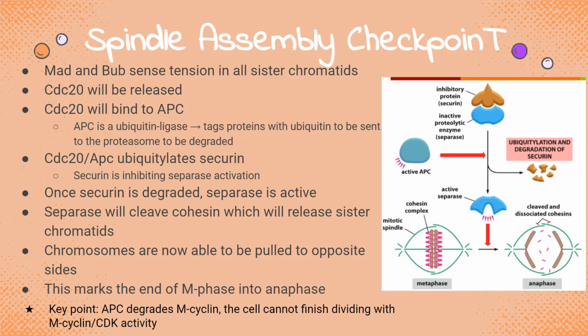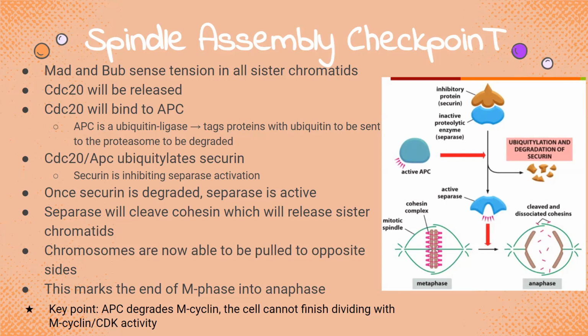Exactly, yeah. So this is going to be the beginning of actually allowing our sister chromatids to separate. We're going to degrade our cohesin rings that hold our sister chromatids together, and we are now able to start pulling from the spindle poles. And this happens by a shortening of the kinetochore microtubules. So we're moving into anaphase at this point.